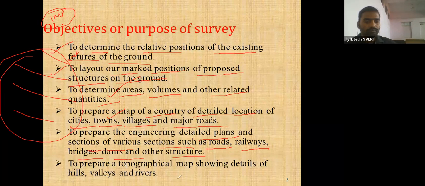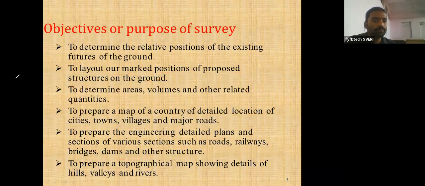Then, to prepare a topographical map showing details of hills, valleys, and rivers. In India, from Jammu Kashmir to the last point, Kanyakumari, is the area plain? No. In the northern side there is the Himalaya. In Rajasthan there is a sandy layer. Coming to the southern states there are the Eastern Ghats and Western Ghats. Valley means the topography, the nature of the ground, is like this; this is called a valley.